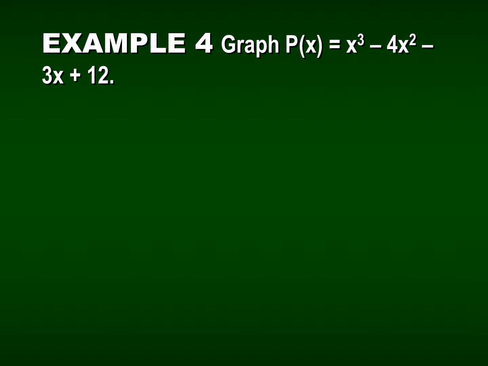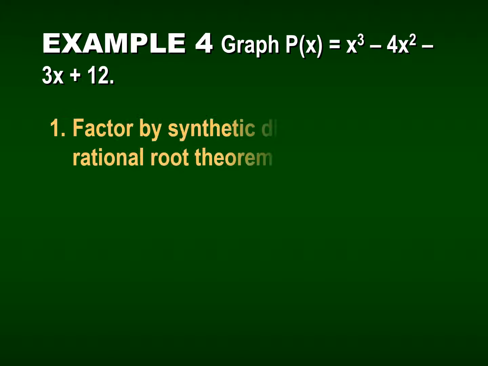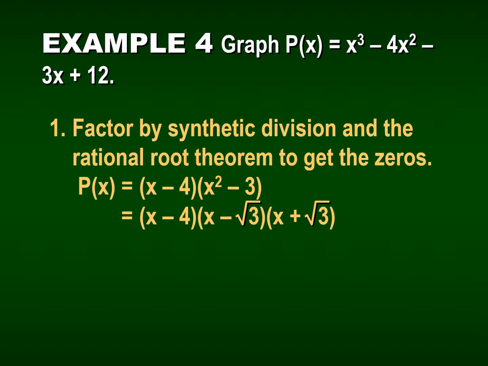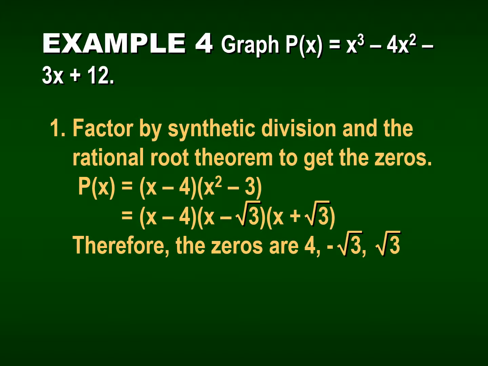All right, let's graph x cubed minus 4x squared minus 3x plus 12. This one we can use synthetic division and our rational root theorem to get our zeros. So 4 ends up being a good number to divide by using synthetic division. Means that one of our roots is x minus 4. And when we divide using synthetic division, we end up with x squared minus 3. And we can set x squared minus 3 equal to 0. And that means that we get x minus the square root of 3 and x plus the square root of 3 for our other factors. Which means that our zeros are 4 and then plus or minus the square root of 3.